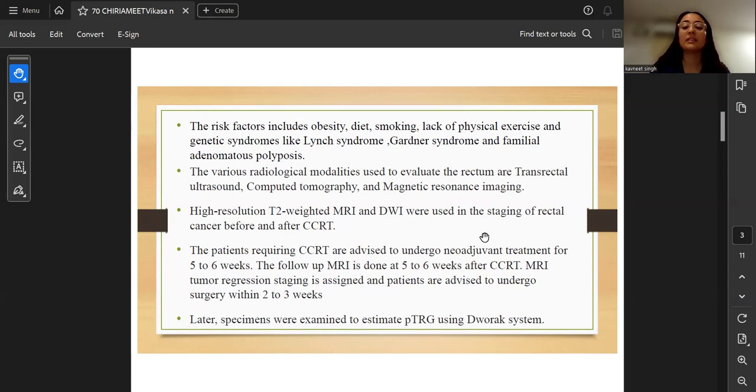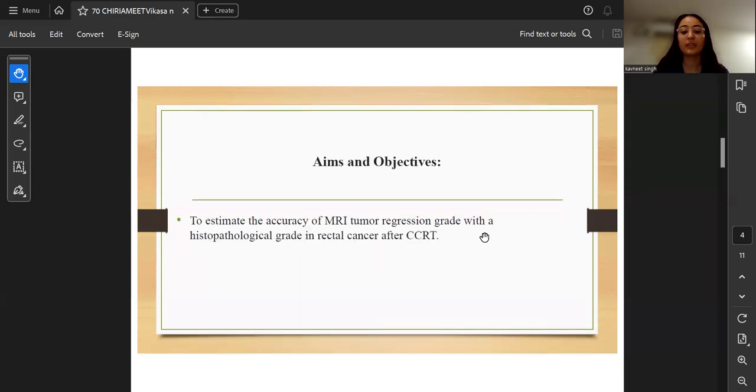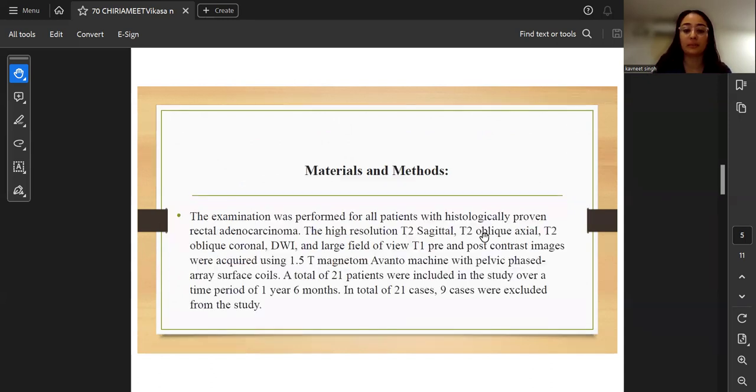Later, the specimens derived from the surgery are examined to estimate the pathological grading of the tumor regression using the Dworak system. The aim of our study was to estimate the accuracy of MRI tumor regression grade with the histopathological grade in rectal cancer after administration of chemoradiotherapy.